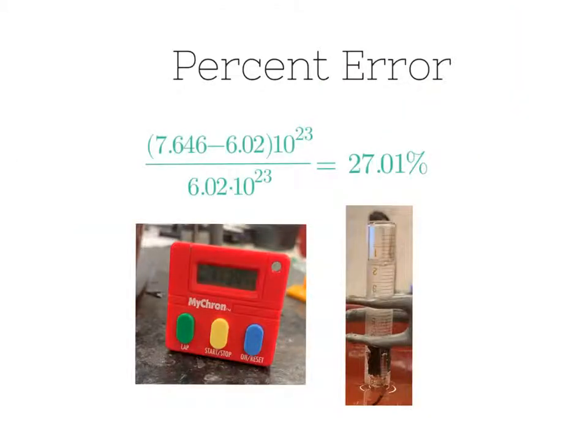So we got a 27.01% error, which is actually pretty good considering a few different factors. One, I was hand timing this, so obviously there is going to be a degree of inaccuracy there. Two, a lot of the hydrogen bubbles were actually leaking out of the bottom of the graduated cylinder. And lastly, some of them were sticking to the sides of the graduated cylinder itself, so obviously we weren't getting all of the hydrogen either way. So yeah, but 27%, pretty good.